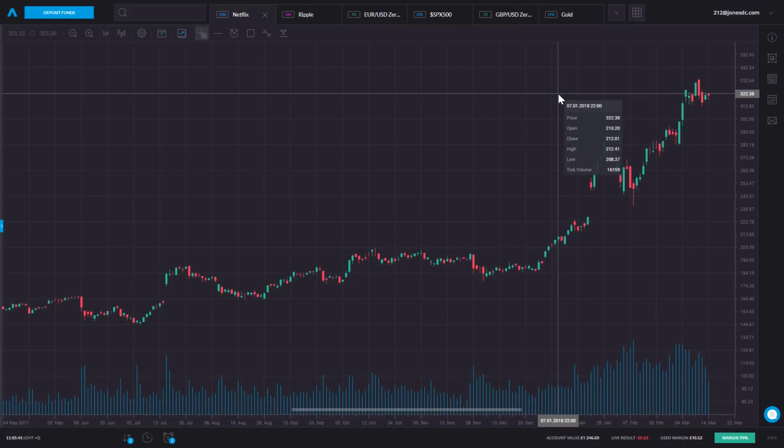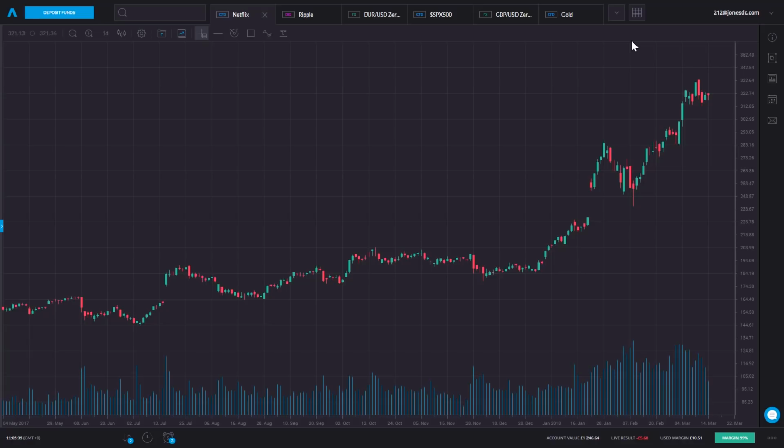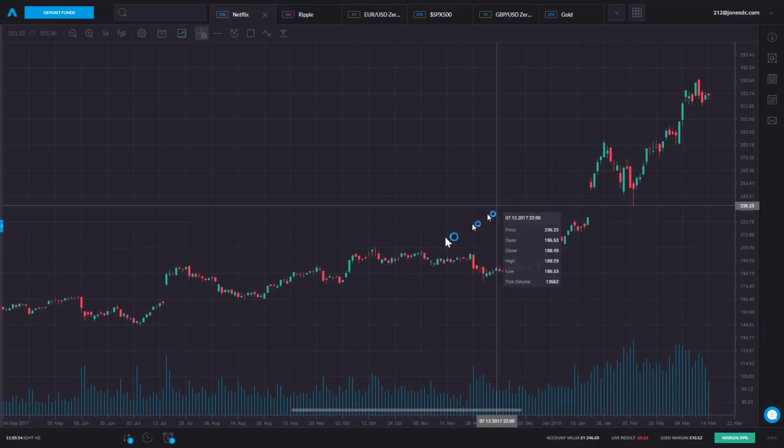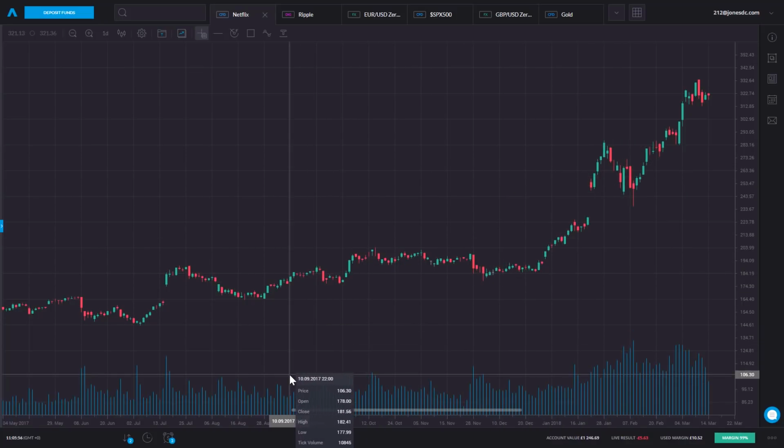So let's take a look at some real markets and some real examples. I thought we'd start off by looking at a share. This is the US share Netflix, the popular online streaming service. This is a daily candlestick chart going back to May 2017 up to the time of recording, which was March 2018. Hopefully you're all familiar with candlesticks. And down here, these are the volume bars.